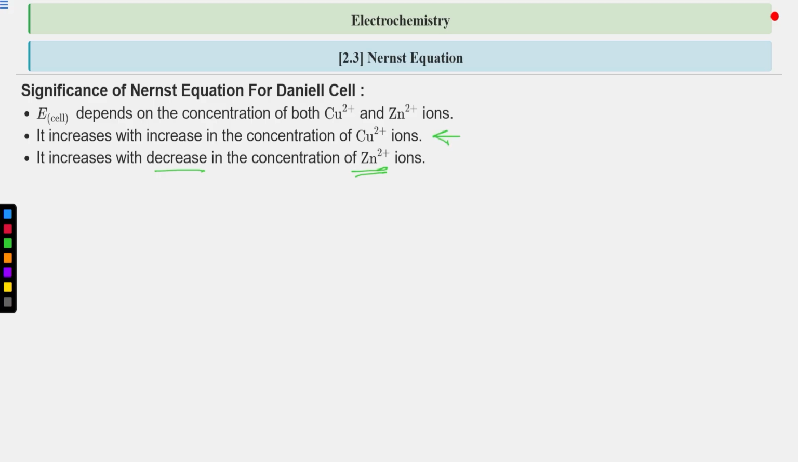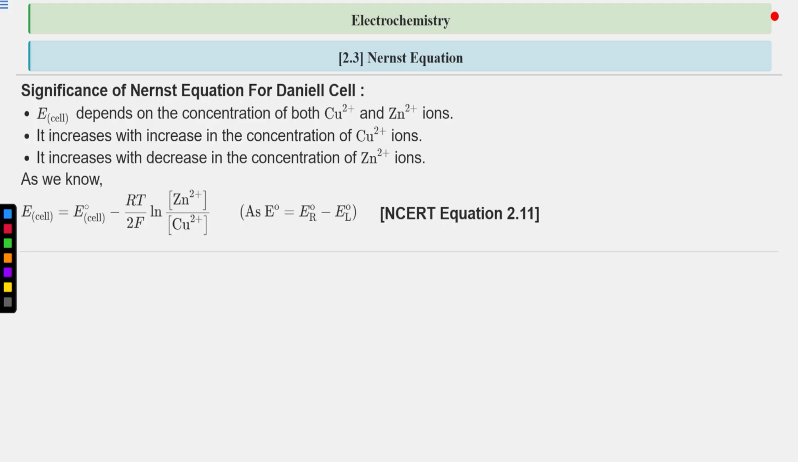So if the copper 2 plus ion concentration increases, the cell potential E will increase. And if the concentration of zinc 2 plus ion decreases, the cell potential will increase. So this is the case. You can derive it or relate it from the Nernst equation.